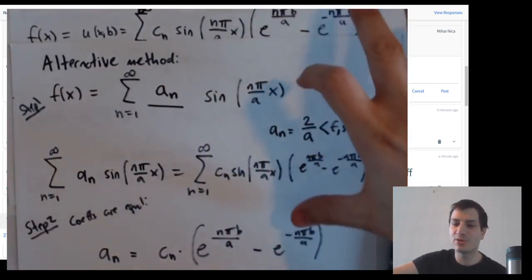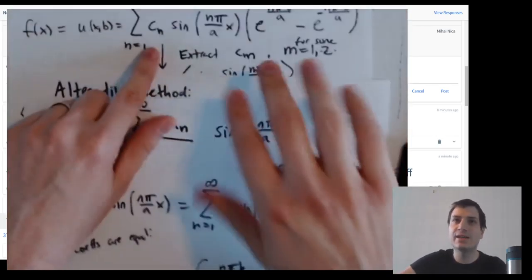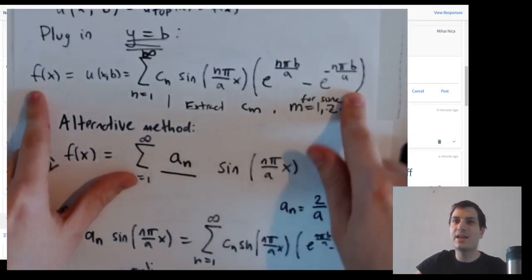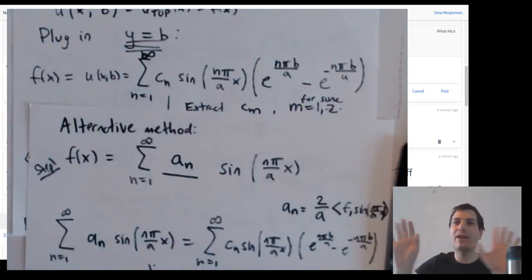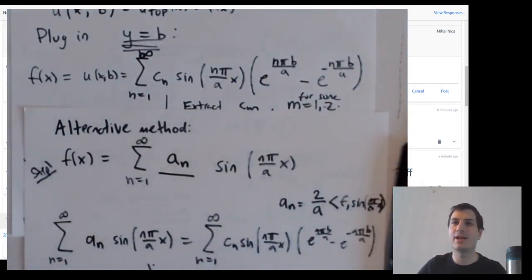This method is optional. As long as you can get to the coefficient c_n, like if you can start with this thing and know how to solve for c_n, whatever method you want to do is totally fine. So just whichever you prefer. In some cases, one will be slightly easier than the other, but I think they're mostly the same.